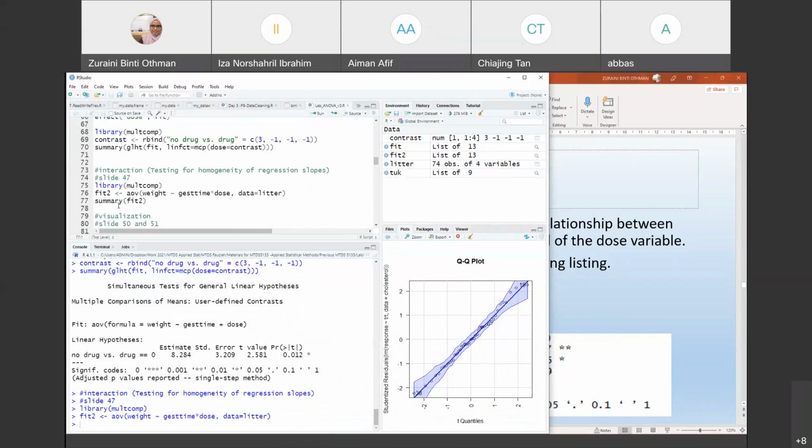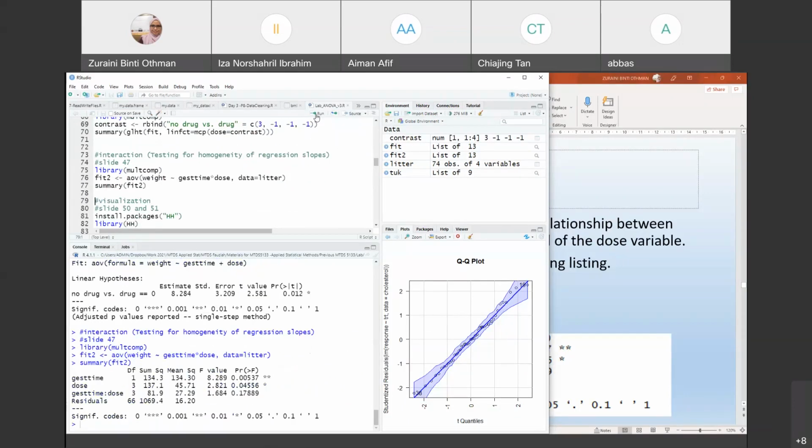And you can find the fit 2 summary here. Okay, gestation time and dose. Look at the formula just now, we only put time, but we get the data for the first factor, the second main factor, and the relation between gestation time and dose. Okay, this is the formula, and this is the information that we get.